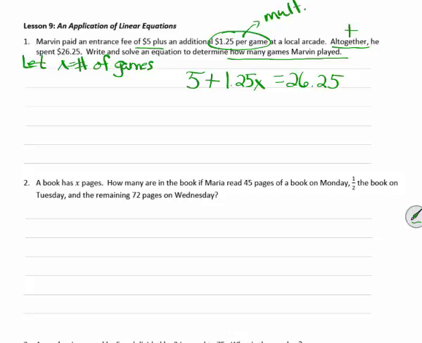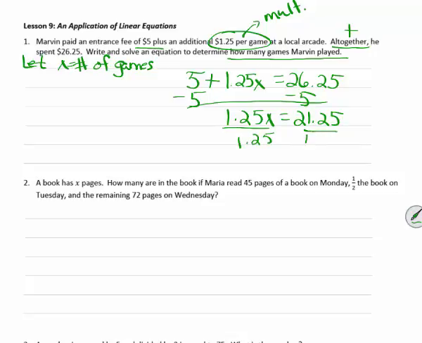All right, so now this is a pretty easy one to solve. I have to subtract 5 from both sides. So $1.25x equals $21.25. Divide by $1.25. And you get that he should have played, I forgot my calculator, $21.25 divided by $1.25, 17 games.